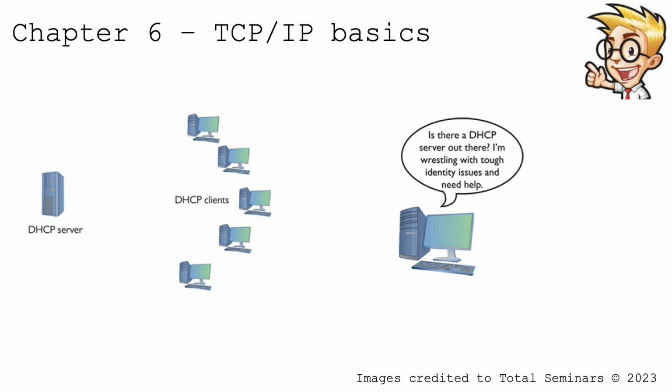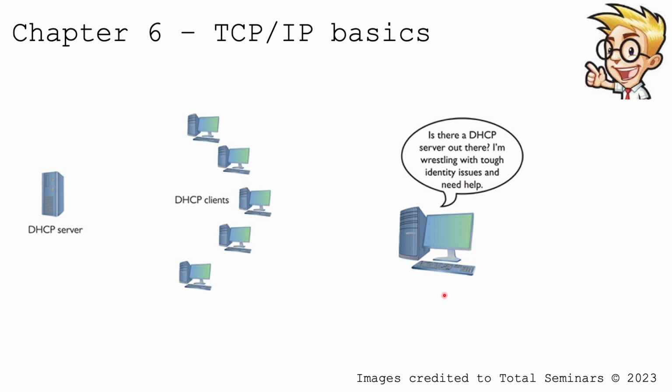Well, there's different ways. The first one we'll talk about is Dynamic Host Configuration Protocol, DHCP server, and DHCP clients. So this server serves these clients. They ask for an IP address, it confirms and gives it back to them.